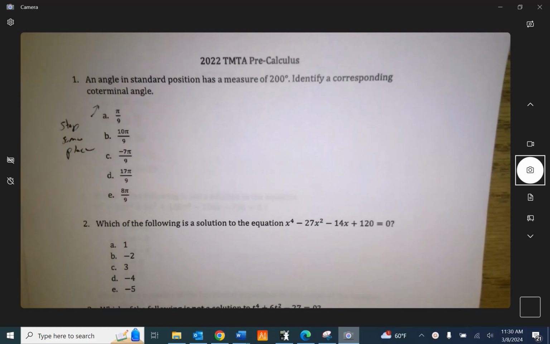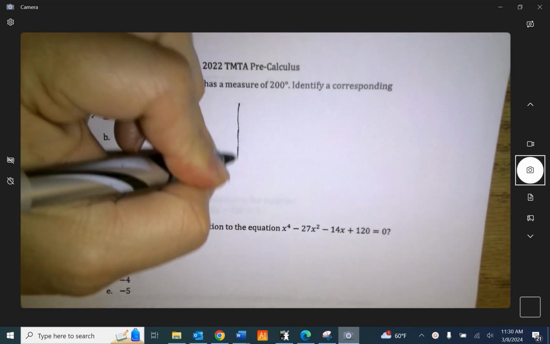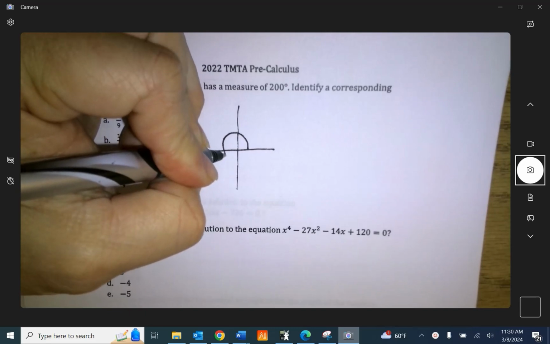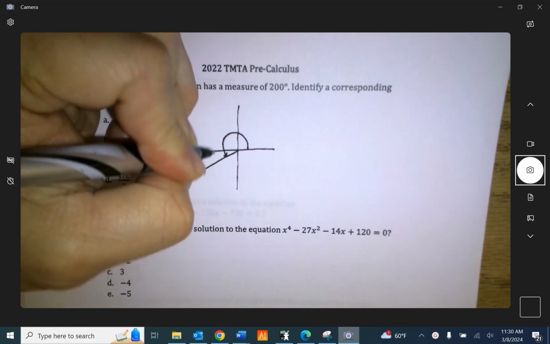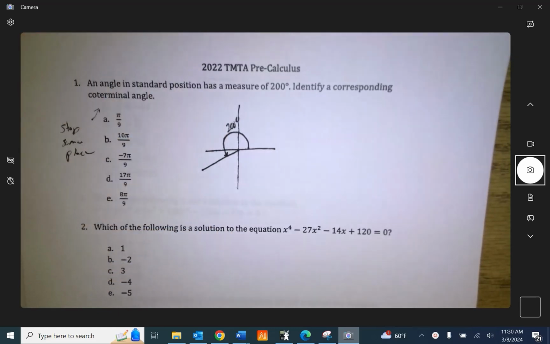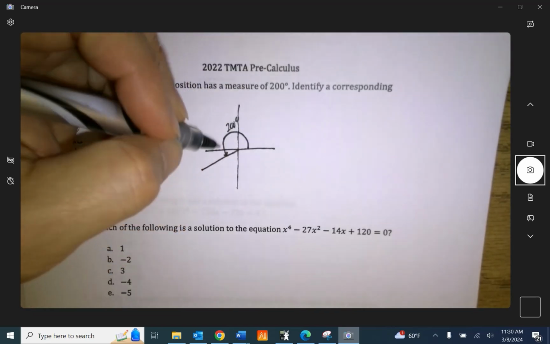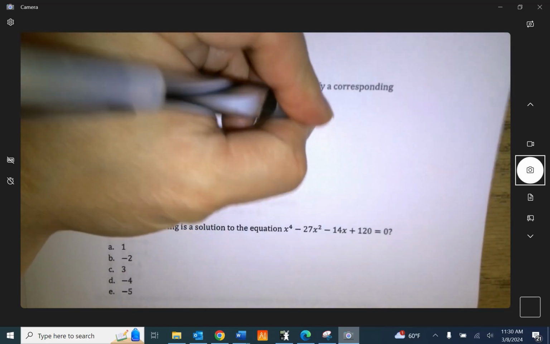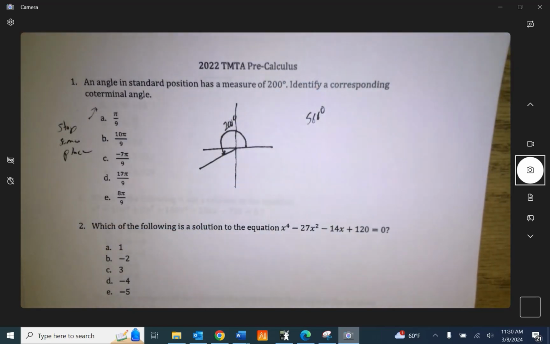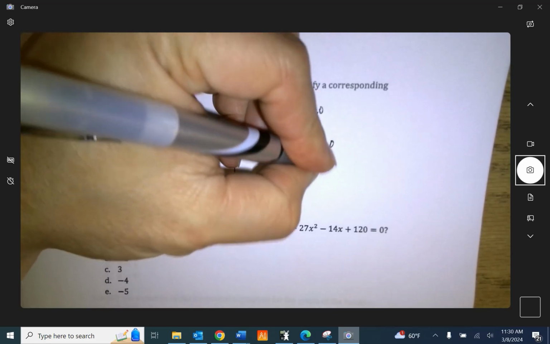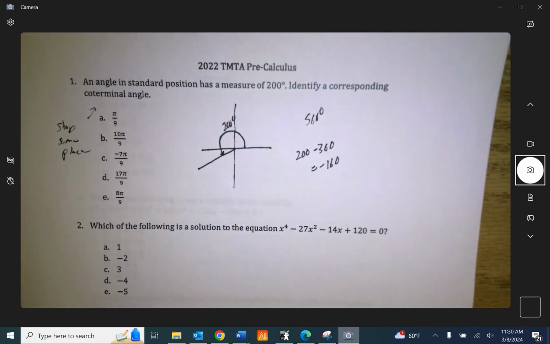So I'm going to draw the 200 degree angle, which puts me about right here. That's 200 degrees of rotation. And there are several ways of doing this. We could go a complete full circle, all the way around. We could add 360 and be at 560 degrees. Or we could just take away 360 and be at negative 160. And I'm pretty sure that's where it is.